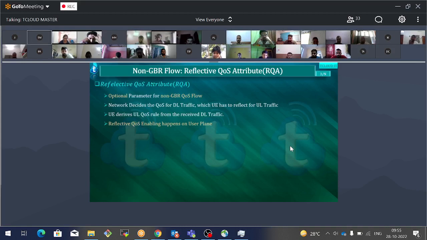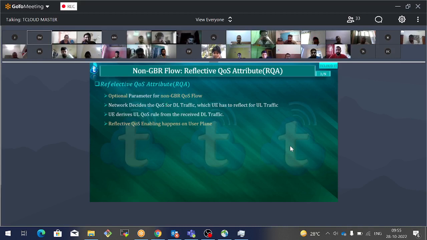Okay. So this is the only parameter that is present for non-GBR. So reflective quality of service, that means whatever the downlink quality of service you are getting, if you replicate the same thing in uplink, that is what we call as reflective. But this mechanism of enabling such reflective quality of service is applicable only for non-guaranteed bitrate flows, not applicable for guaranteed bitrate ones.